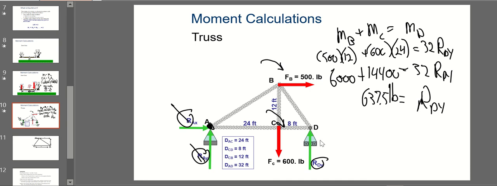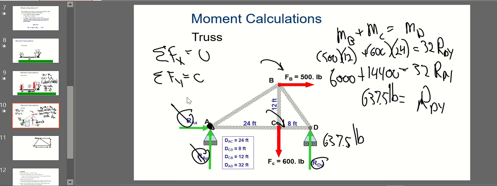Okay, so this is 637.5 pounds. So I know that one. Now, even though I didn't use them in this formula, I still need to find them. They're still there. So here's the deal: sum of the forces in the x equals 0, sum of the forces in the y equals 0. So let's look at the x's. How many x ones do I have? I have an unknown x here, and I have a known x here. I only have 2 x forces, so they have to be equal and opposite.